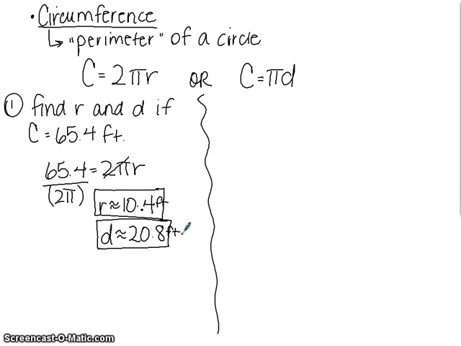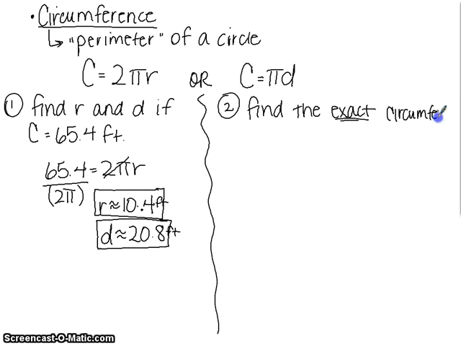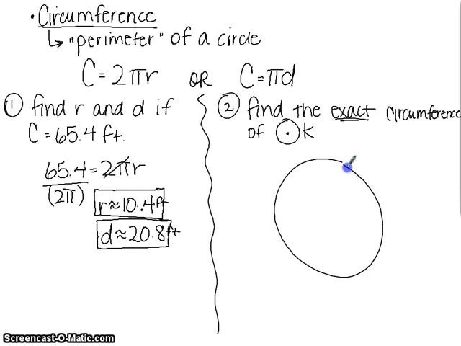All right, so you'll have some problems like that that are maybe just a little bit more basic, where you're just looking for the circumference, or maybe looking for the diameter or the radius. My second example is going to be a little bit more complex. This one we want to find the exact circumference of circle K. And there's circle K. It's a little lopsided, but there it is.